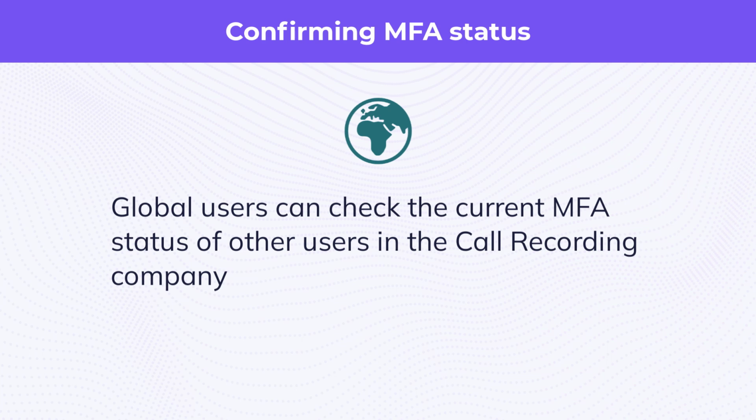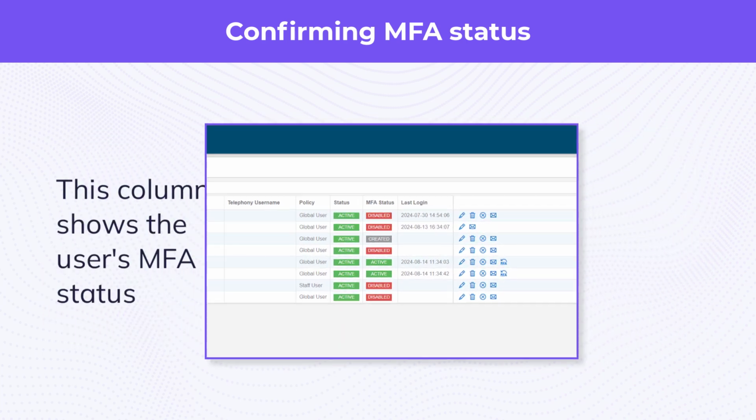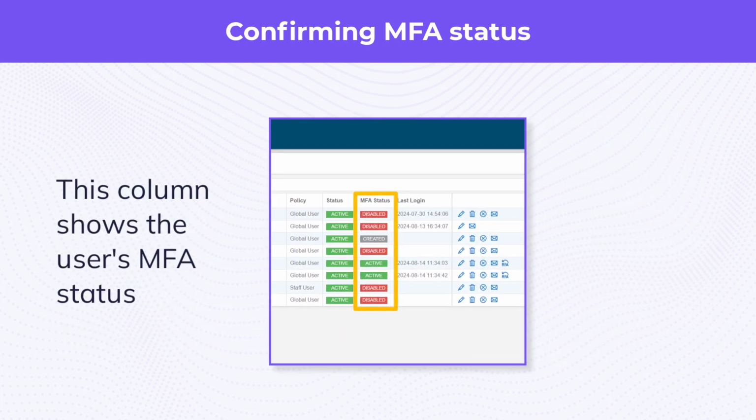Global users can check the current MFA status of other users in the call recording company. If MFA is enabled for the company, the Users section will show an MFA status column. This column will display the status of each user's multi-factor authentication, which can be one of the following.